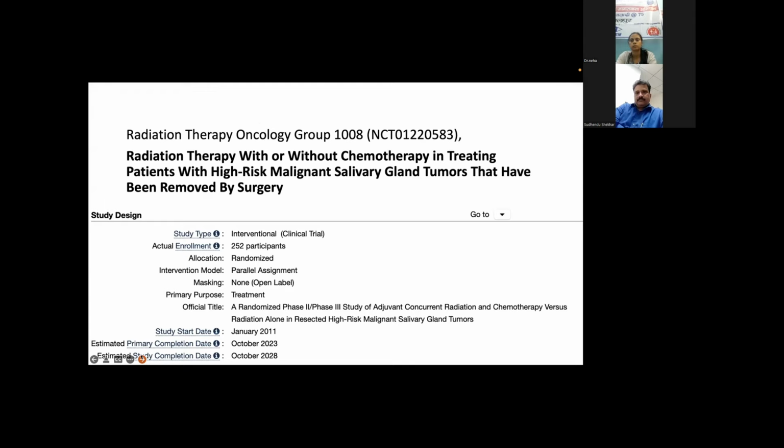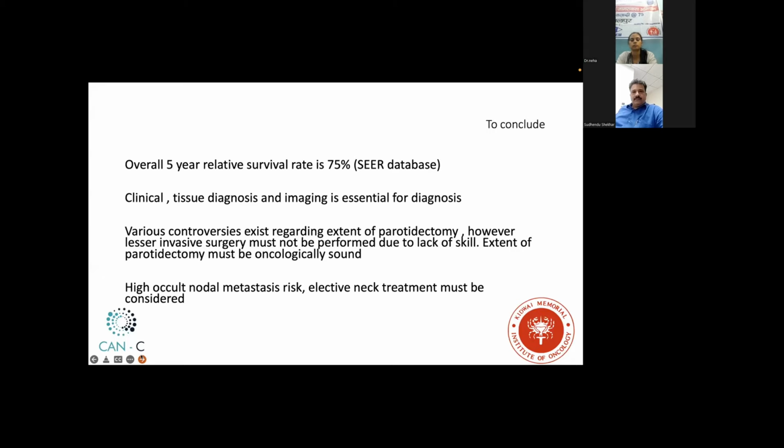To conclude, the 5-year overall survival rate is quite good for parotid neoplasm, approximately around 75%. But to achieve this, we should have a good pre-management tissue diagnosis. And although various controversies exist regarding the extent of parotidectomy, we should always remember that a lesser invasive surgery must not be performed because of lack of skill.